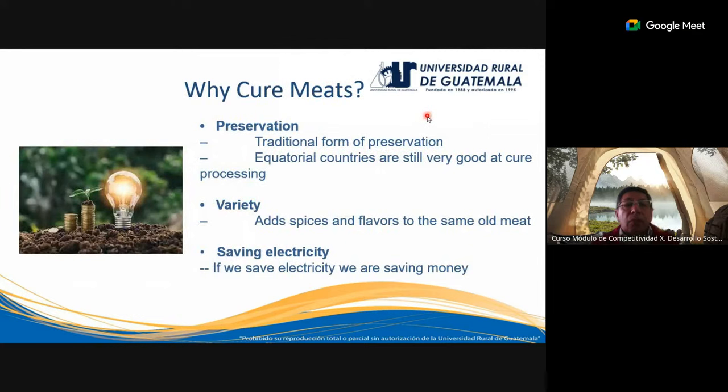And why can we cure meats? One of the objectives is to preserve the meat using a natural preservation. Another option is to give variety, because if we preserve meat using this cure method, we can add spices and flavors to the same old meat. And another objective is saving electricity, because we know that if we save electricity, we are going to save money. So we are using this method basically to save money.